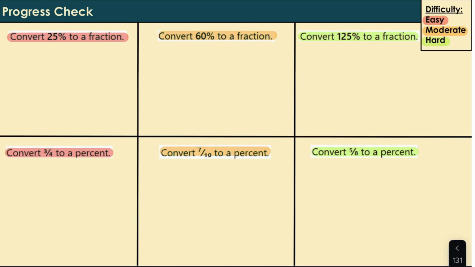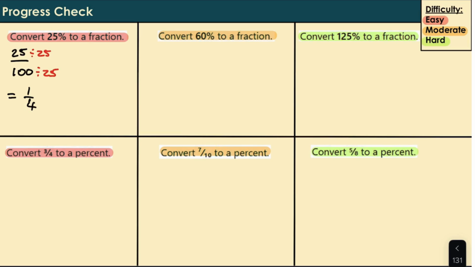Convert 25% to a fraction. Step 1, 25 over 100. Can I simplify that? Yes, both can be divided by 25. And the simplified fraction is 1/4.